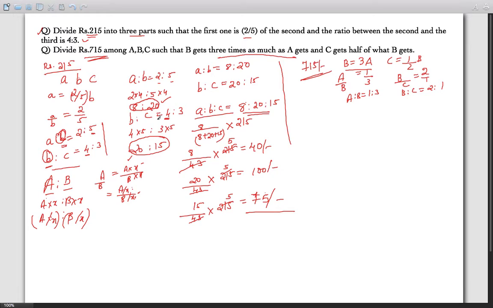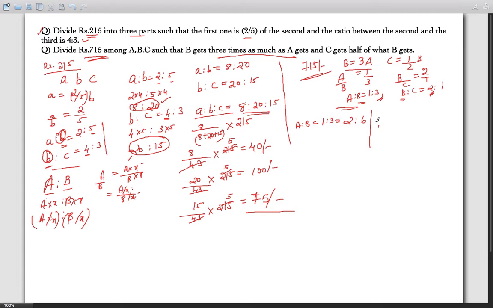Now follow the similar lines which I have explained in the previous example. Because B is a common quantity here, we try to make B the same in both the ratios. Here we have 3 for B, and here we have 2. So we will multiply this by 2 and then multiply this by 3. That will give you the same quantity. When I multiply this ratio by 2, A is to B, 1 is to 3, is the same as 2 is to 6. Isn't it?